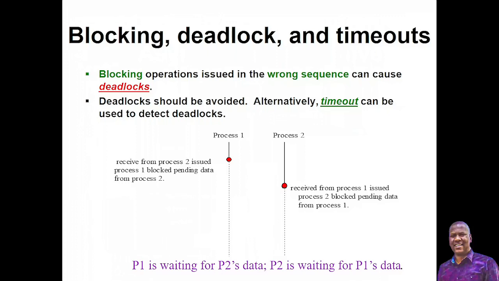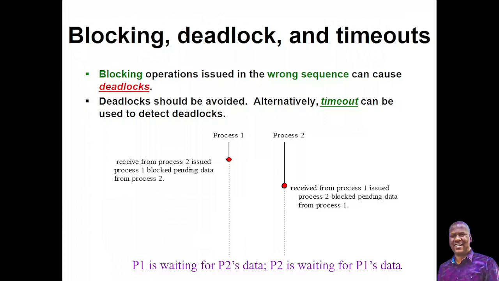Yeah? So blocking operations issued in the wrong sequence can also cause what? Deadlocks. As in the particular diagram here, it shows two processes continuously waiting and waiting, so the loop keeps on recurring. So when two processes issue blocking operations without releasing them, it could lead to what? A deadlock.